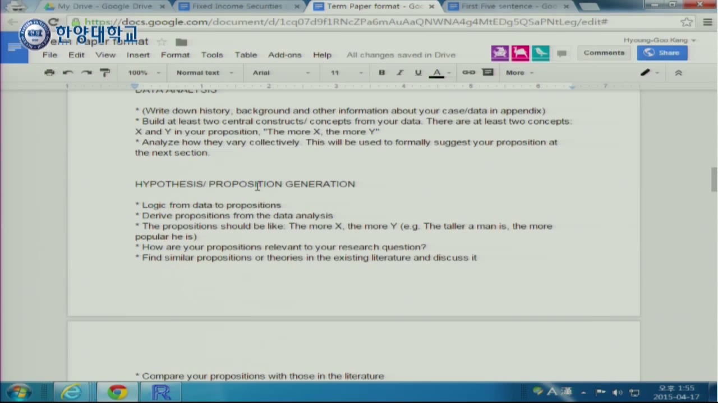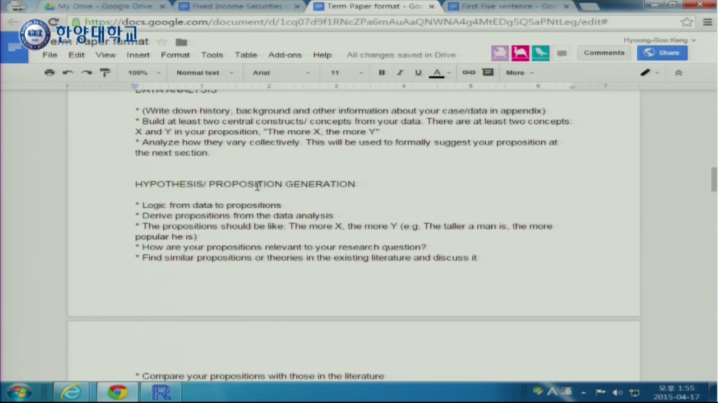And then derive the proposition from the data analysis, which is actually what you did already in the previous section. And then, of course, the proposition again should be like "the more X, the more Y." The taller a man is, the more popular he is. Suppose it is our research question. Maybe our research question is, is a taller man more popular than a short man?